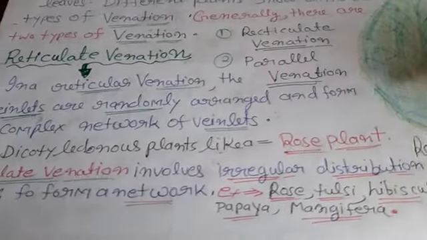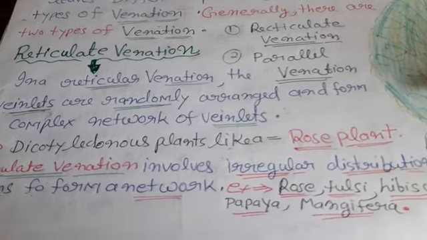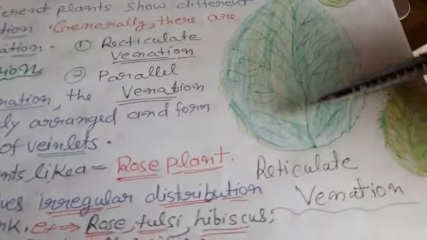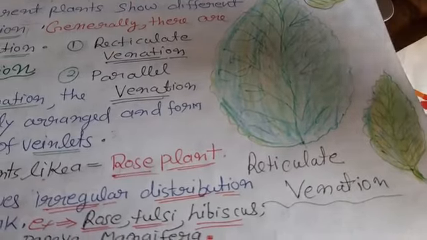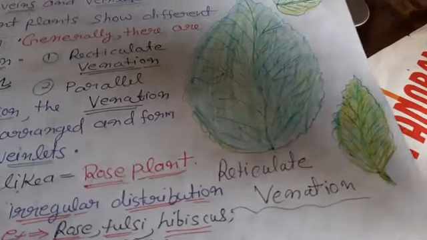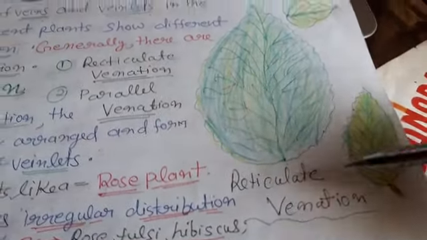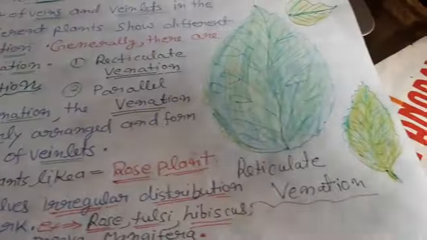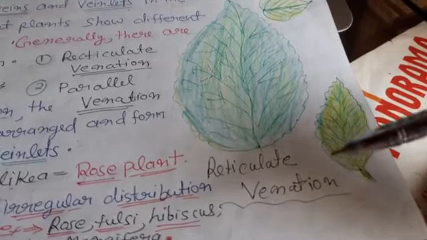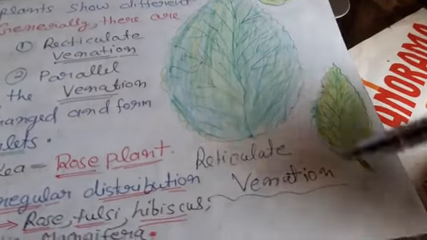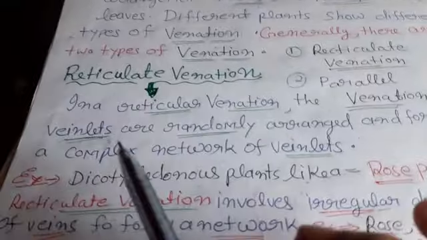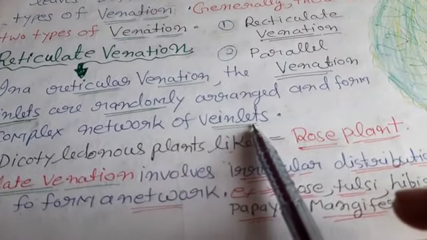In reticulate venation, the veinlets are randomly arranged and form a complex network of veinlets. This is called reticulate venation. It means an irregular arrangement of veins. This is called reticulate venation, a complex network of veinlets.